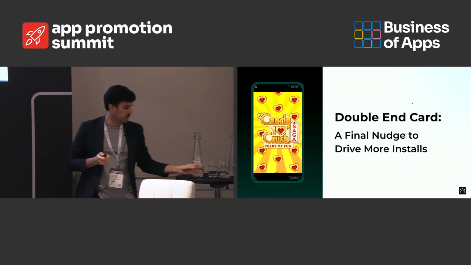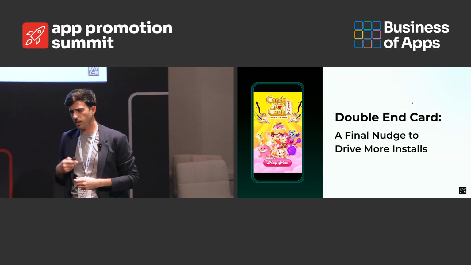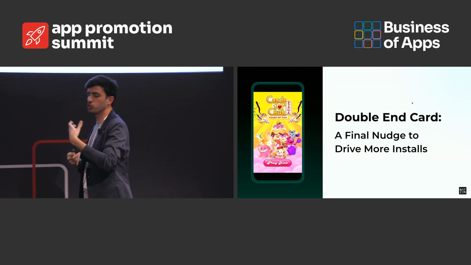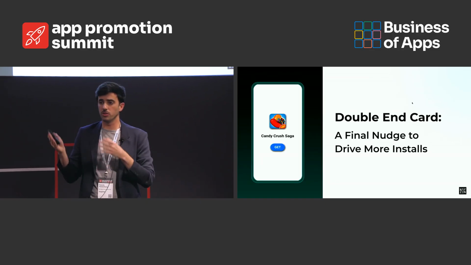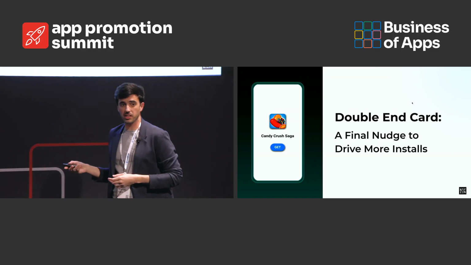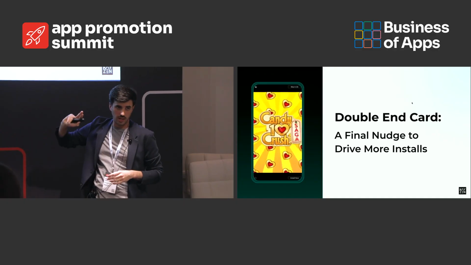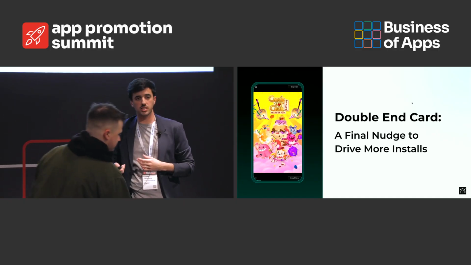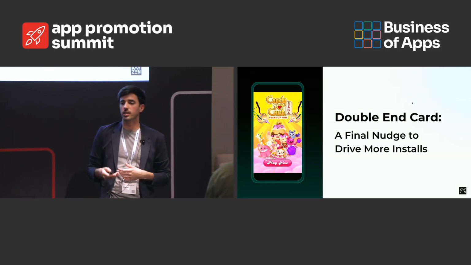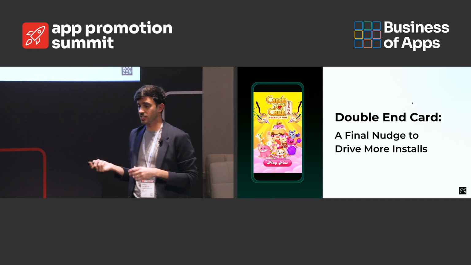Another thing that we started seeing was the introduction of what we call double end cards. Some players also call it the triple page experience, right? You show a video, after the video you have the end card, and when you skip the end card, you get shown another end card, very simple, just an app icon, the app name, and a CTA button. So it's another instance for the user to interact with your ad and hopefully get another click, whether it's accidental or actually intentional.